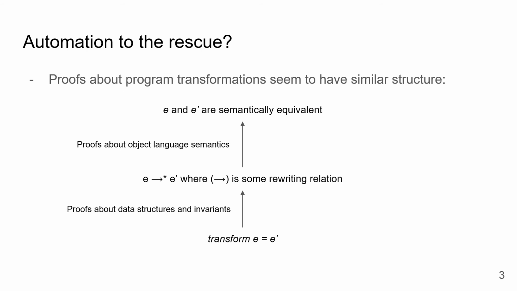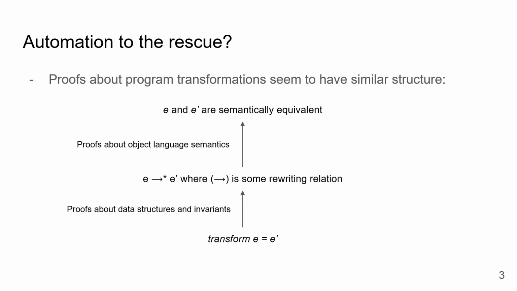So, it's natural to wonder whether automation can help make it easier to write these kinds of verified program transformations. While building Certicock, we noticed that a lot of proofs about program transformations seem to have the same two-layered structure. First, a functional program implementing the transformation is proved sound with respect to some relational specification, usually given in the form of syntactic rewrite rules. Then, this relational spec is proved sound with respect to the semantics of the object language.